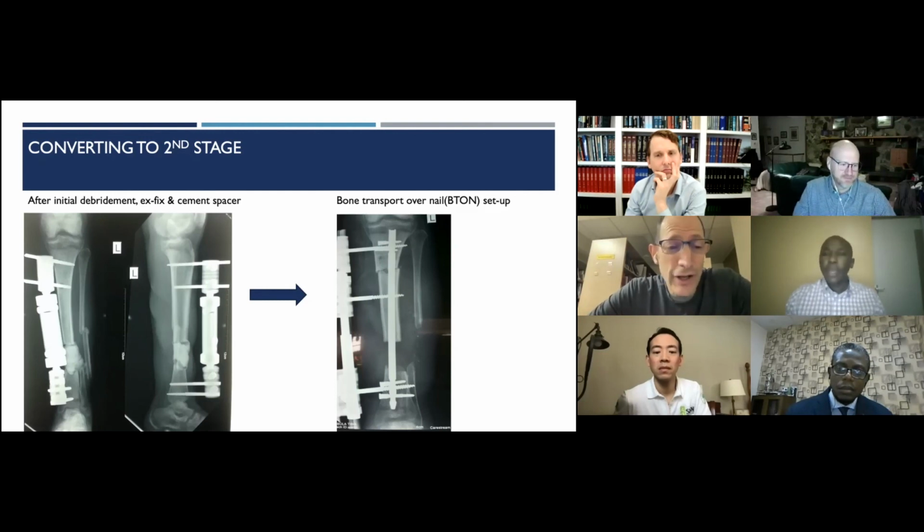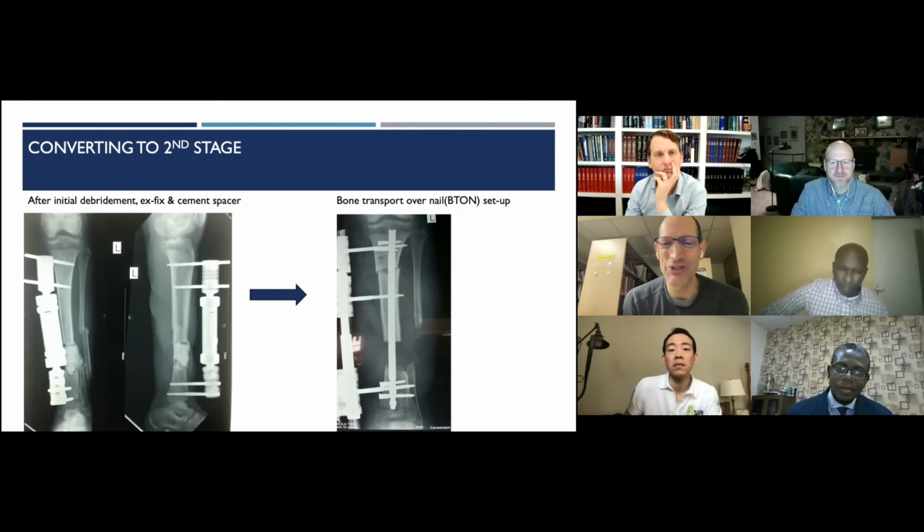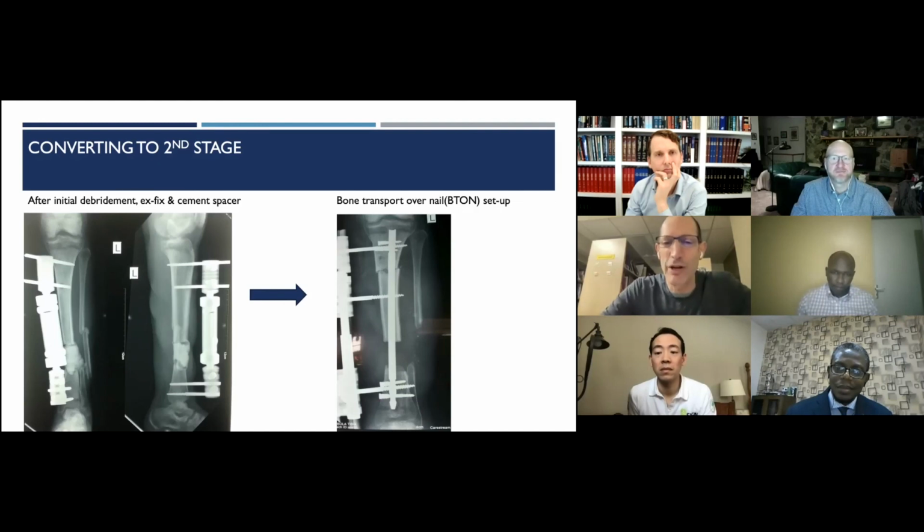I agree, and I don't have enough experience with the internal lengthening nail and its feasibility in this cohort. We're trying to be disruptive, right, and come up with simple solutions for complex problems. So I completely agree. I wouldn't look to do anything with an internal transport nail for these complex types of problems.